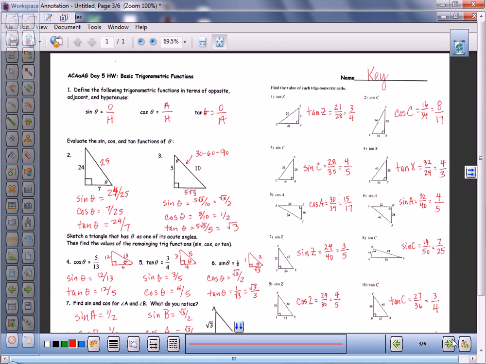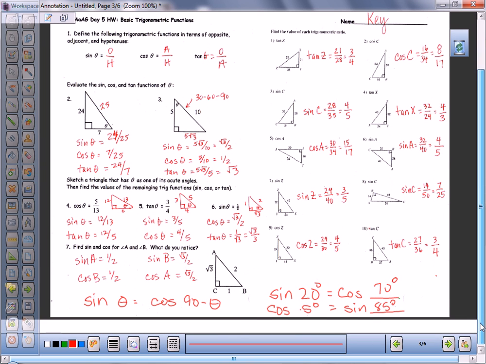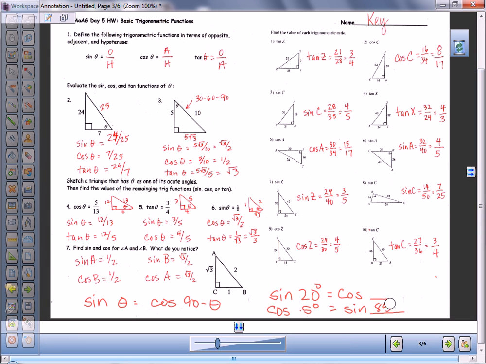Okay, here's the answer to your homework. The answers to your homework. So check your homework. I didn't simplify it. While I'm walking around giving you today's notes, check your homework.